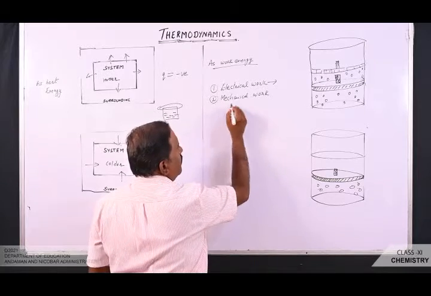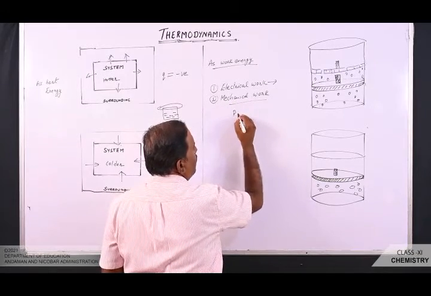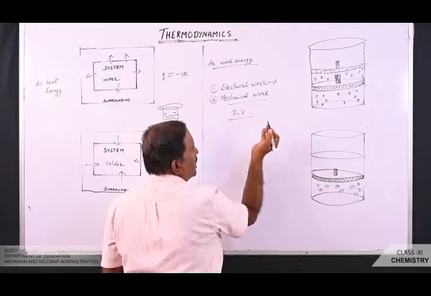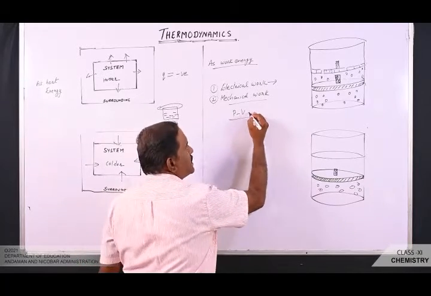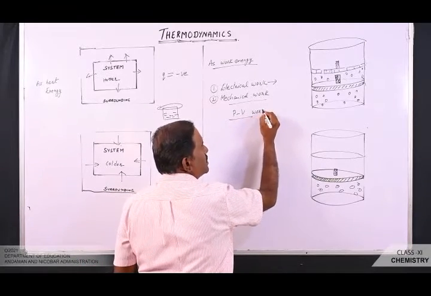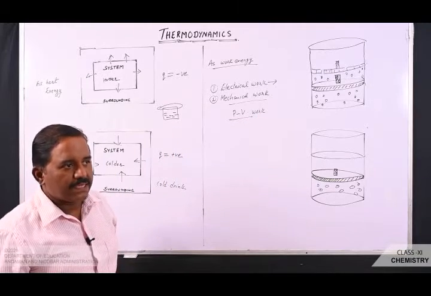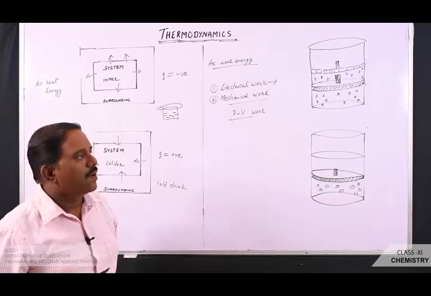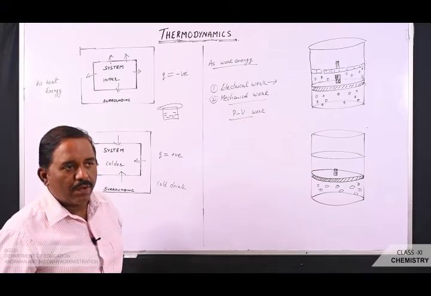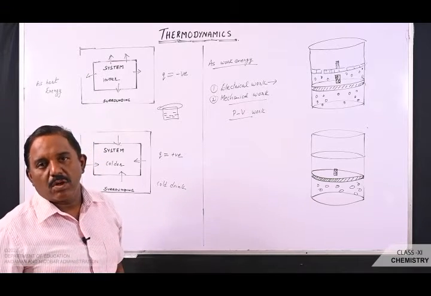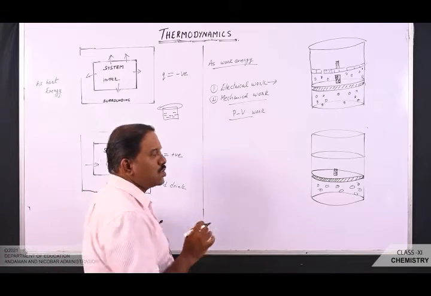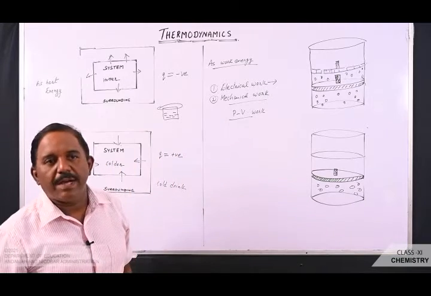Whereas in mechanical work we have PV, that is pressure and volume work. Pressure and volume work is mainly carried out in gas. As you know, in solid and liquid there is hardly any change, only a slight change in volume and pressure.